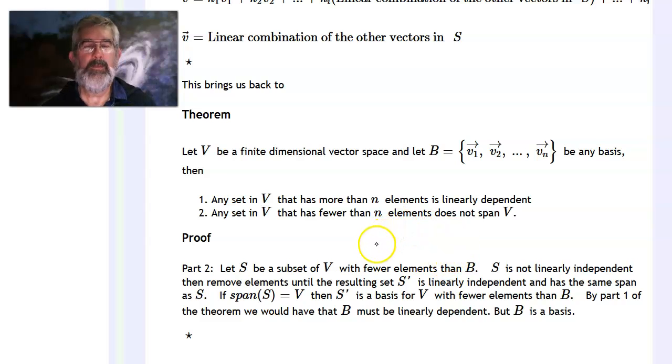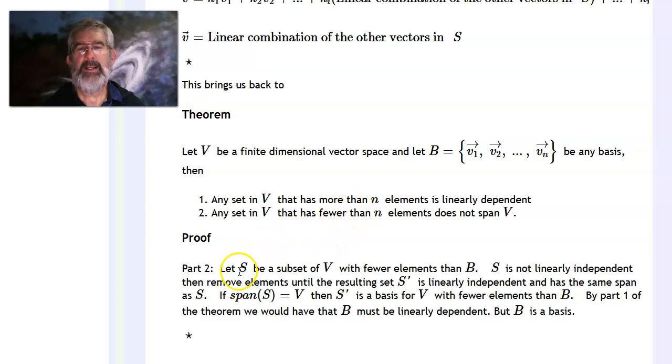Although I will mention that what the book does for part 1 is they're trying to show that something is linearly dependent. And they end up with a system of equations that has more variables than equations. And it's a homogeneous system, which means that there have to be infinitely many solutions. So certainly there's not just the trivial solution. Right? So that's how they end up proving part 1. And you can read that in the book. For part 2 here, I'm going to assume that we've already proven part 1 and use that to help me prove part 2.